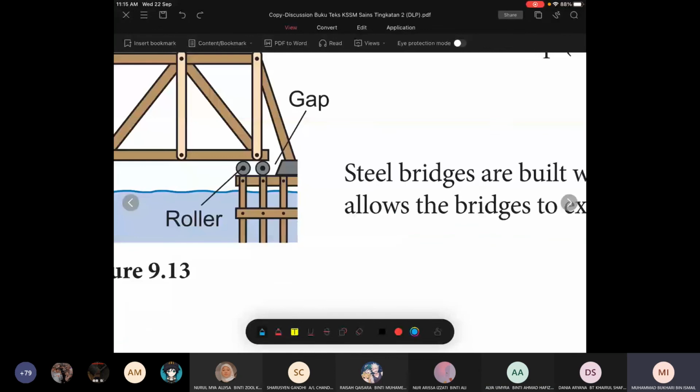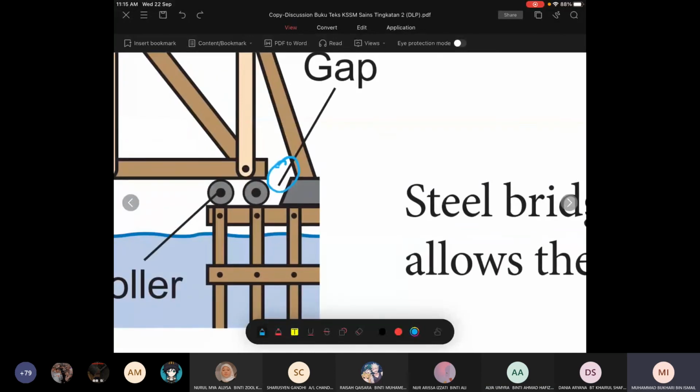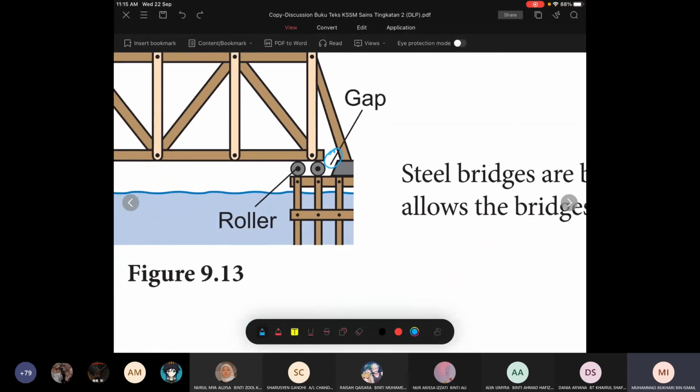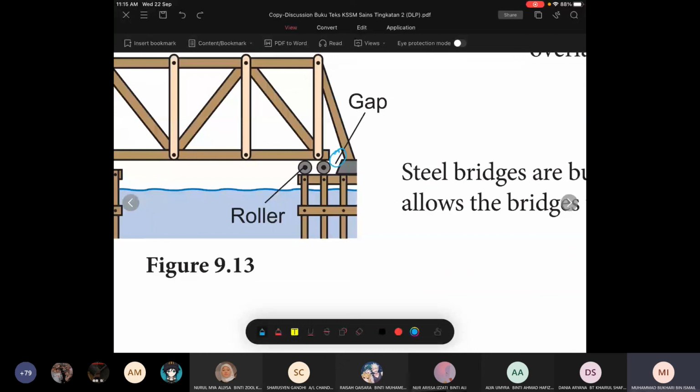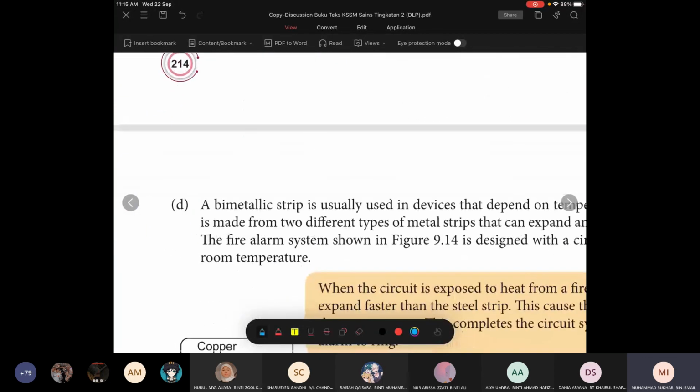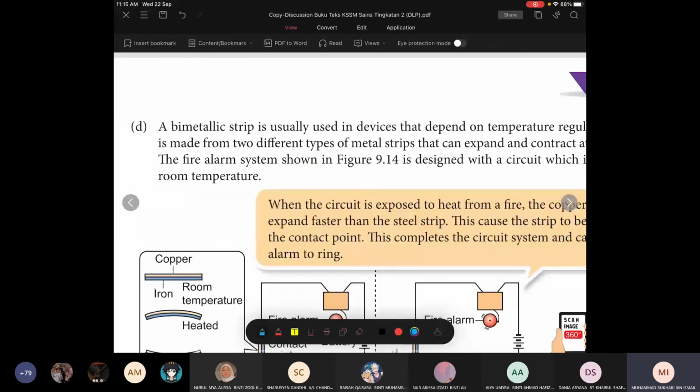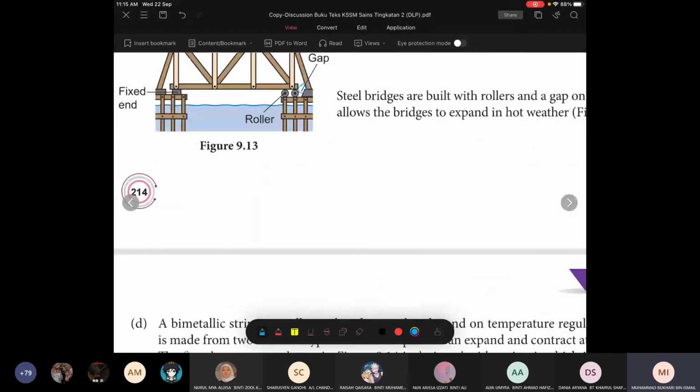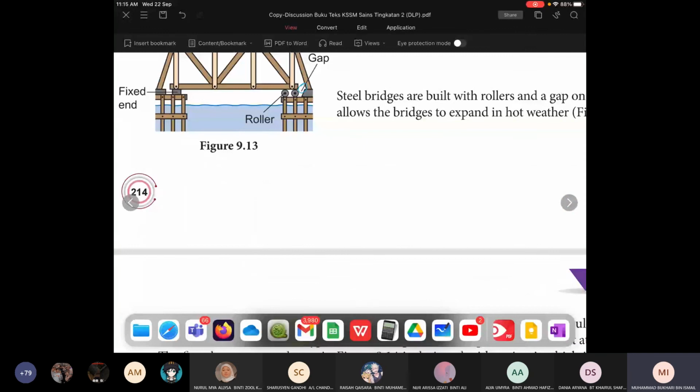And then you can see the gap also. You can see the gap here to give some space for the bridge to expand or contract. Okay, the next thing you are going to see is about bimetallic strip. So I'm going to stop recording.